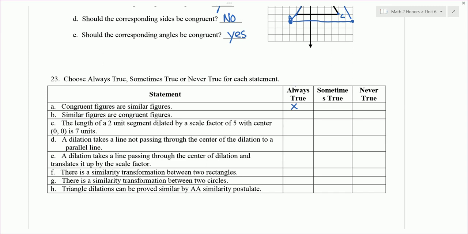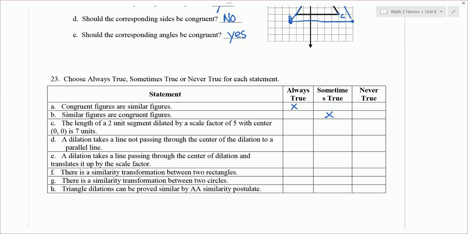Similar figures are congruent figures. That's sometimes true. If they are congruent, then they're similar. But you can look at similar figures that have different side lengths. You don't need the side lengths to be congruent to each other. You just need the angles to be congruent to each other. So it doesn't always have to be true.